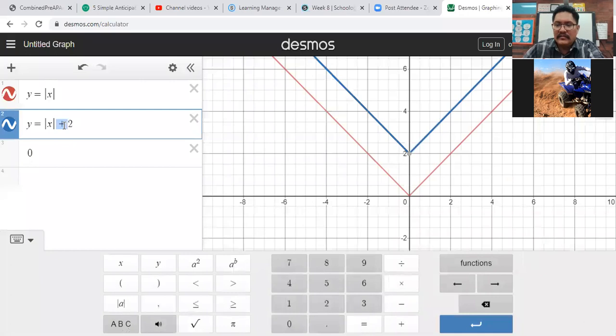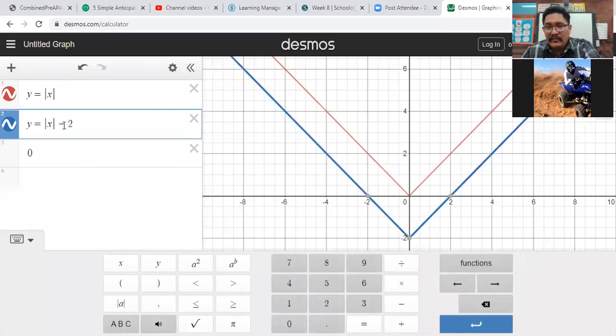So I'm going to change this to a minus. And if I do, you can see that now the blue is below the red line, the red function. And now it's below. It's gone down 2 from where it was. So we're right about that.